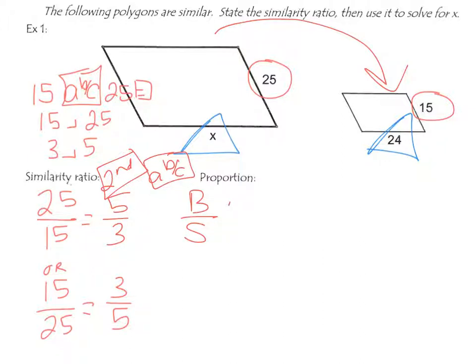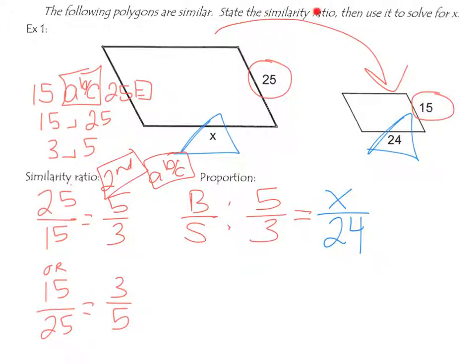So for this guy, I have 5 over 3, big shape to little shape, and it's going to be equal to x over 24, okay? If you make this the 24 on top and the x on the bottom, you're going to get the incorrect answer. So you got to be really, really careful with that. And what's cool about this is you don't have to use the simplified version. You can use this version if it's easier for you.